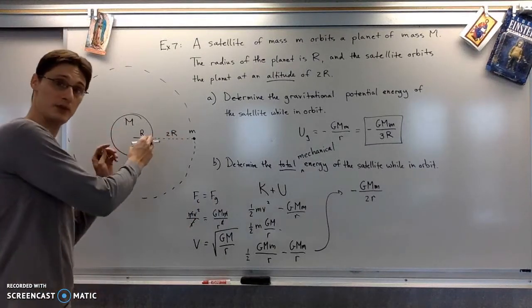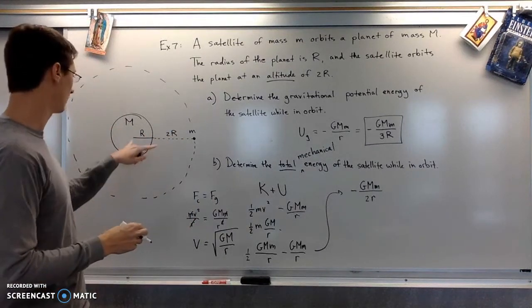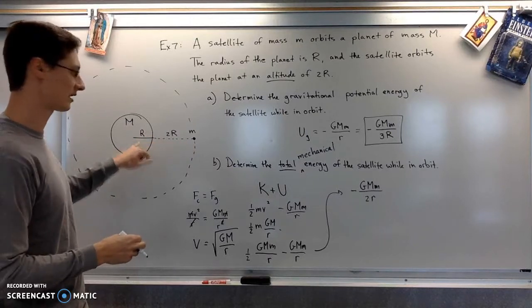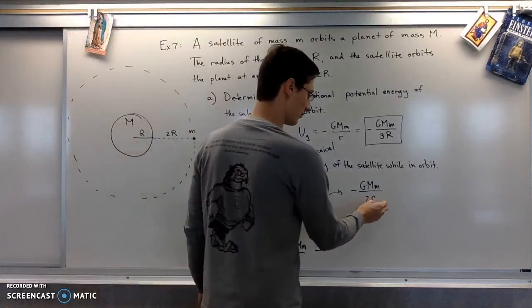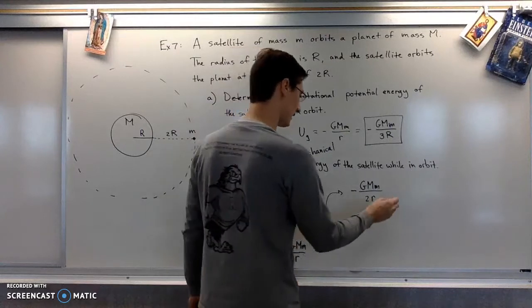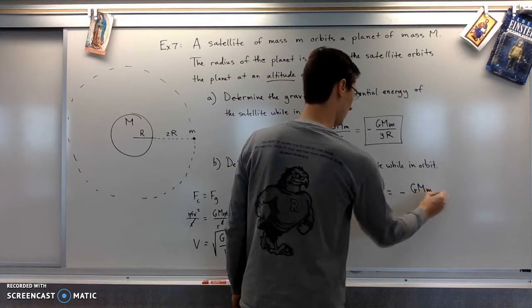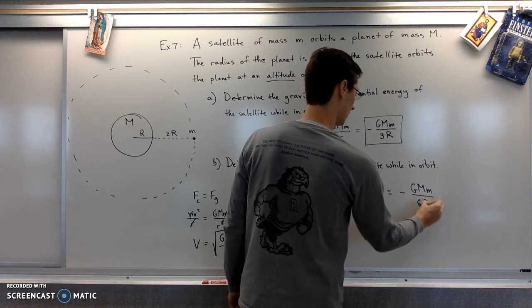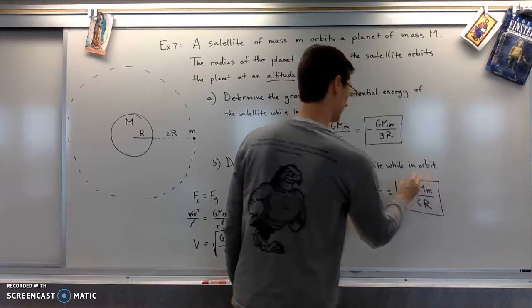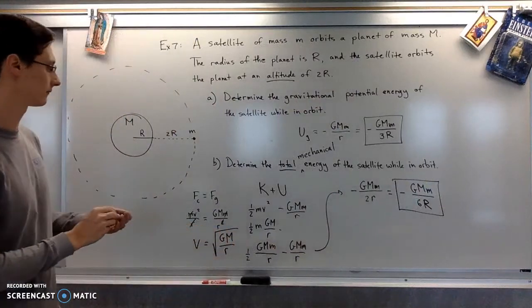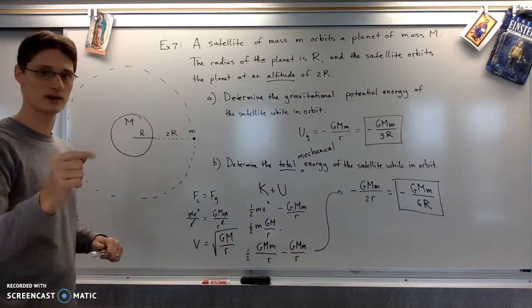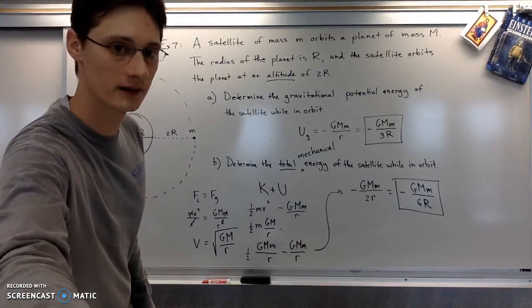For our particular orbit here, we already established the orbital radius is 3R, so I'll plug in 3 times the radius of the planet here, and we will get negative GMm over 6R. All right, there's the answer. I'll pause the video while we get part C and D going.